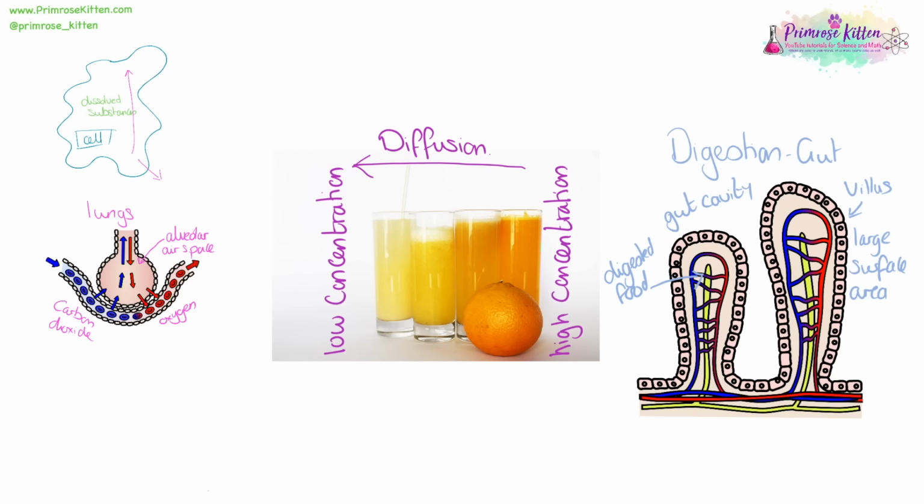This can also happen in the gut. These are the villi of the gut. This is the gut cavity here, and you notice again they are 1 cell thick, and just like the alveoli, they have a very large surface area. We're going to get digested food moving from the gut cavity into the blood so that it can be taken around the rest of the body.